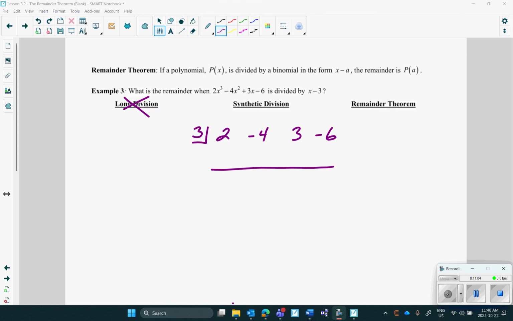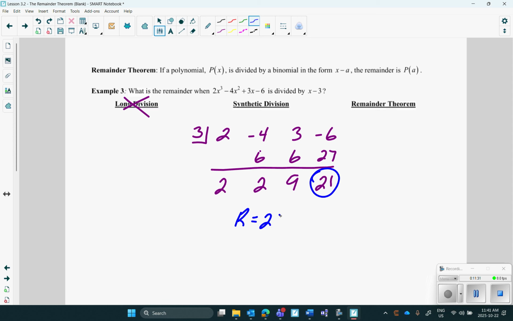So I'll drop the 2 down. 3 times 2 is 6. Add. 3 times 2 is 6 again. Add. 3 times 9 is 27. Add. And this is what I want to know. So R, the remainder, is 21. I don't have to write the full answer on it.